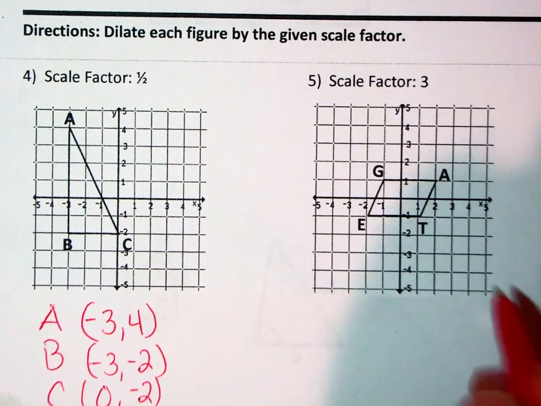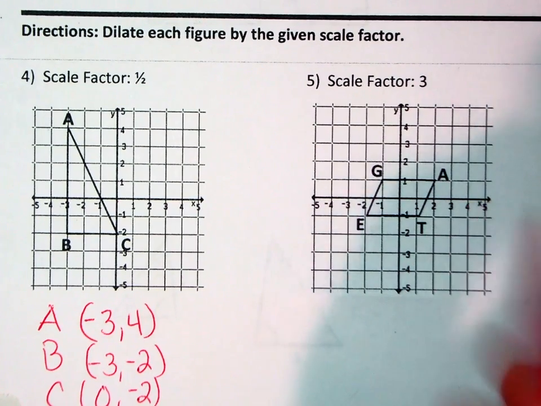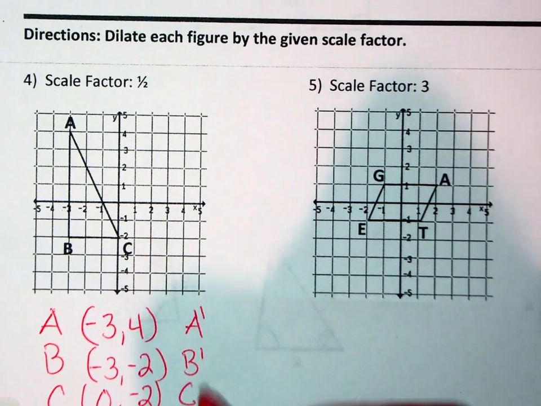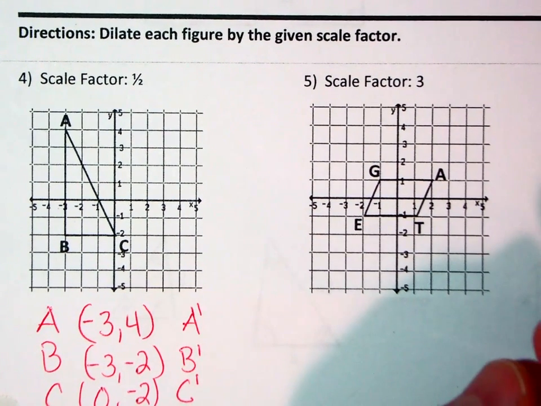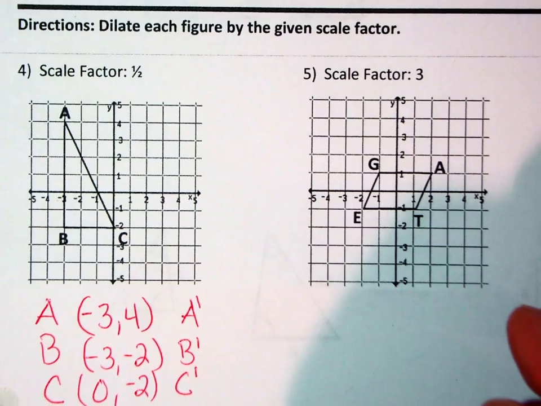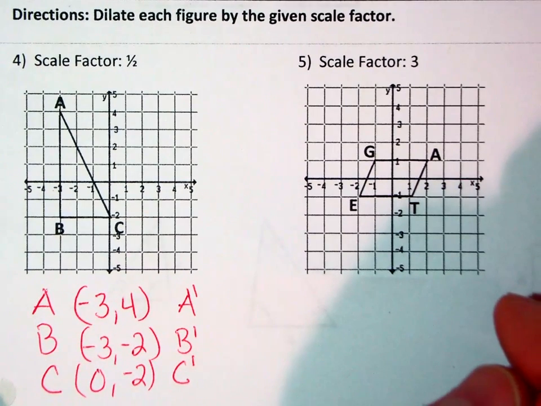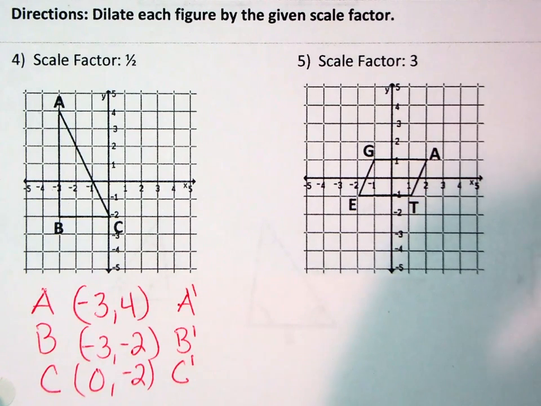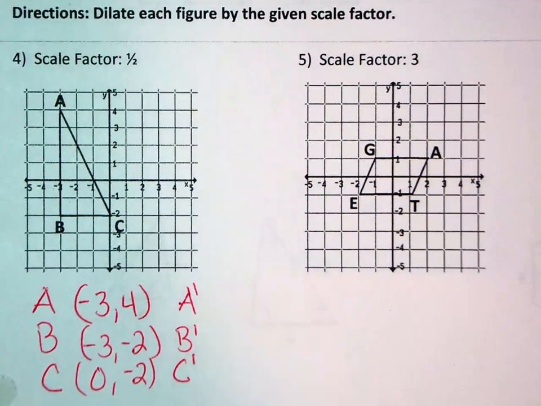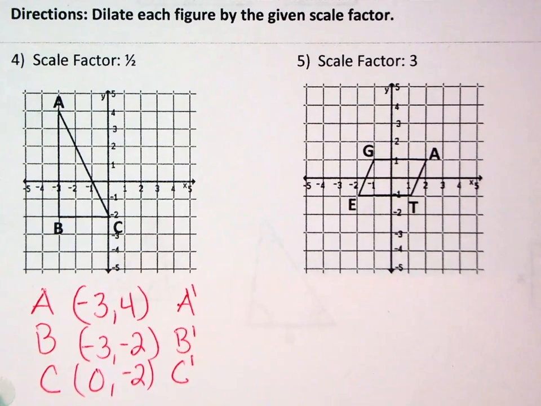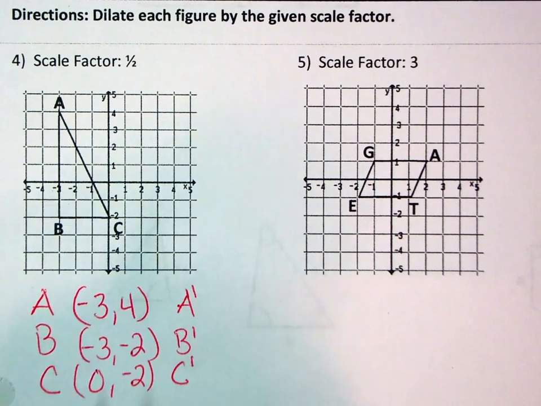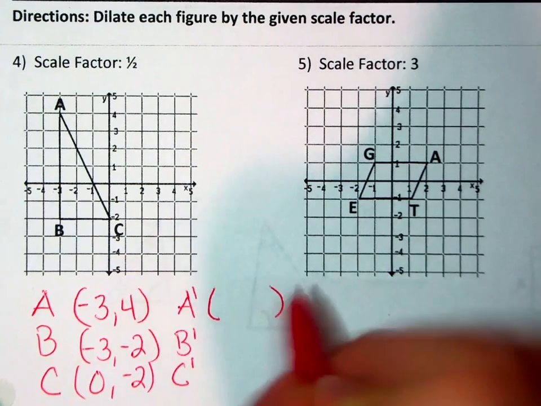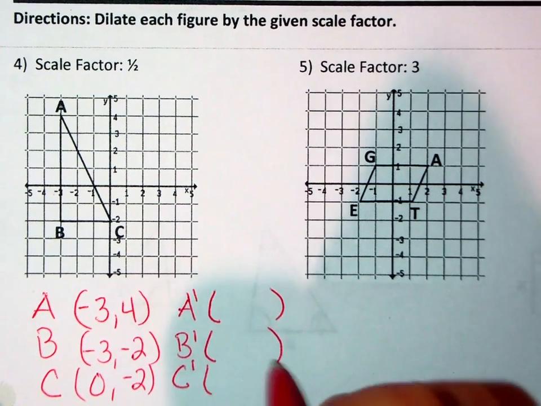And now we want to figure out our image, which is going to be our A prime, our B prime, and our C prime, based on our scale factor of 1/2. And again, just as we talked about a moment ago, when we have a scale factor that's less than 1, it's going to cause our image to shrink. So we should know right away that we should end up with an image that is smaller than our current pre-image.